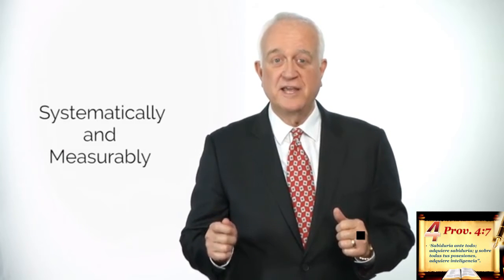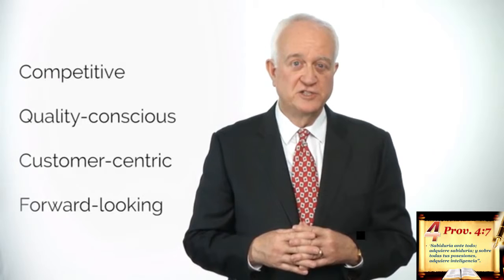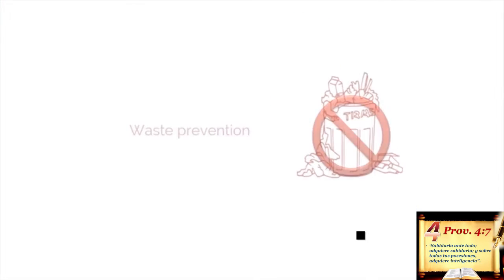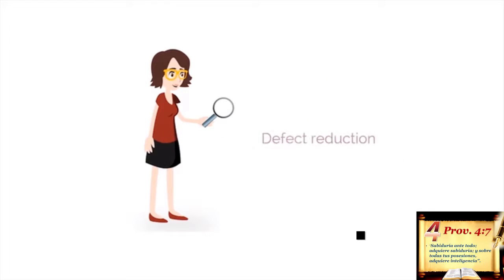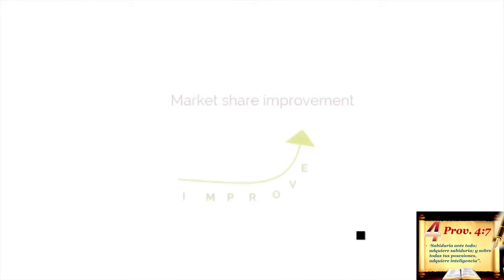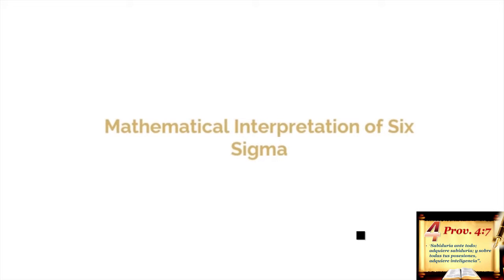Organizations embrace Six Sigma because this approach systematically and measurably enhances the value of the organizations by making them competitive, quality-conscious, customer-centric, and forward-looking. Some of the benefits that the organizations derive from Six Sigma initiatives are waste prevention, defect reduction, cycle time reduction, cost savings, market share improvement. In our next chapter, we will learn about the mathematical interpretation of Six Sigma.